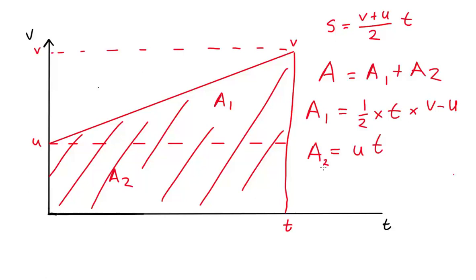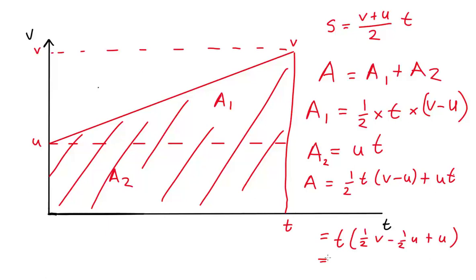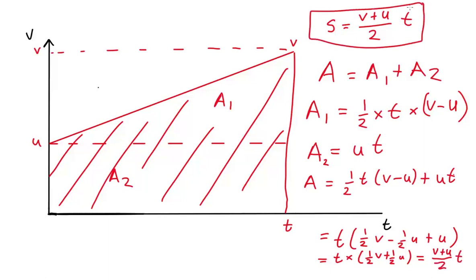So if we add those together to get our total area, we have 1/2 t(v − u) + ut, and I can actually factorize out the t's and add these together. So in this particular case, if I factorize out my t, I get t times (1/2 v + 1/2 u), and if you have a look, that actually rearranges to (v + u)/2 times t. The same formula that we're used to from our constant acceleration kinematics.